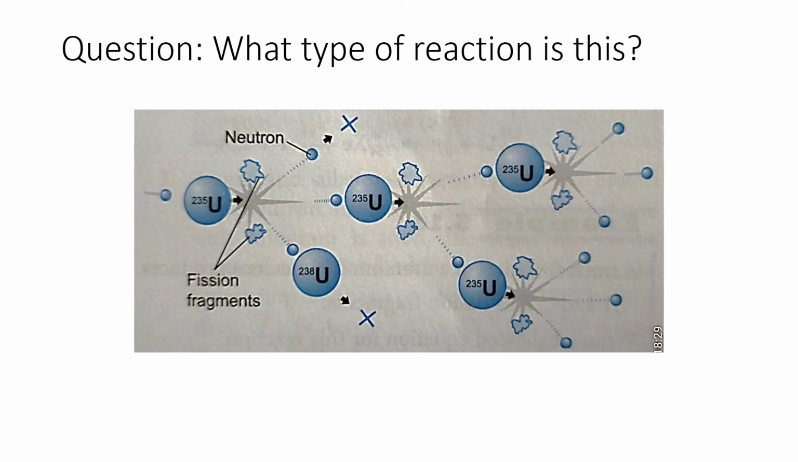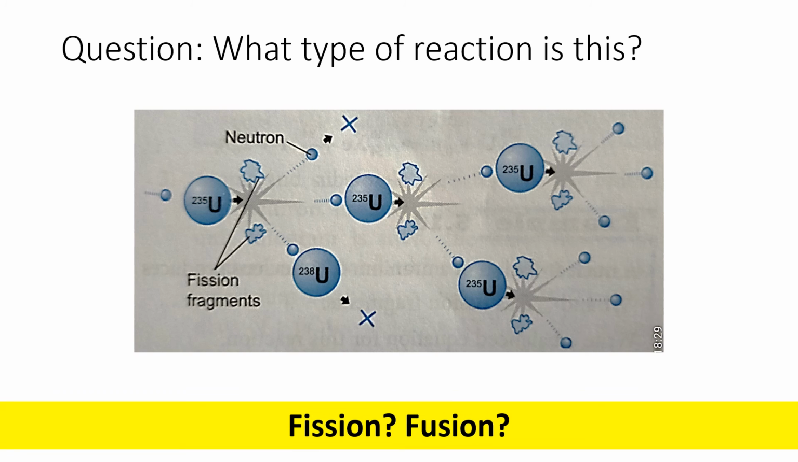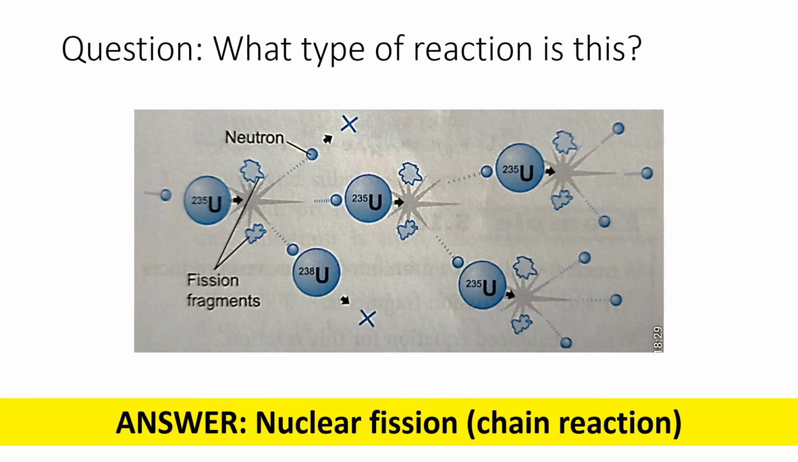Okay, next. Now, I have a question to ask. What type of reaction is this? We have a fast-moving neutron bombarding uranium-235, and then the process repeats itself, producing neutrons and daughter nuclei over here. So, what is the type of reaction? Is it fission or fusion? The answer is nuclear fission, or specifically the chain reaction of nuclear fission.